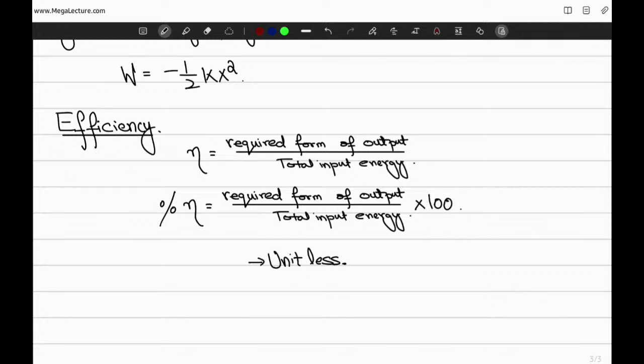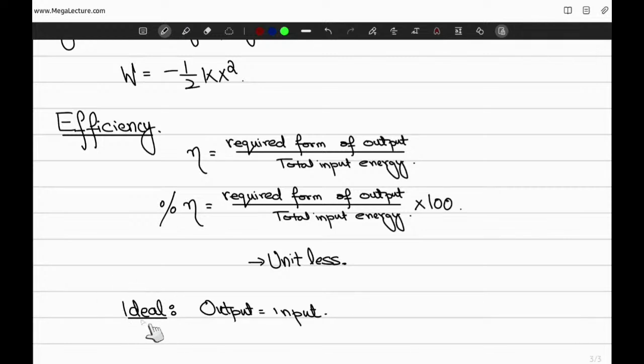Note that efficiency is unitless, right? And the reason for that is in this ratio, both of these quantities have the units of energy, and those would cancel out, and this 100 has no units. So there are no units for efficiency. It's a unitless quantity.